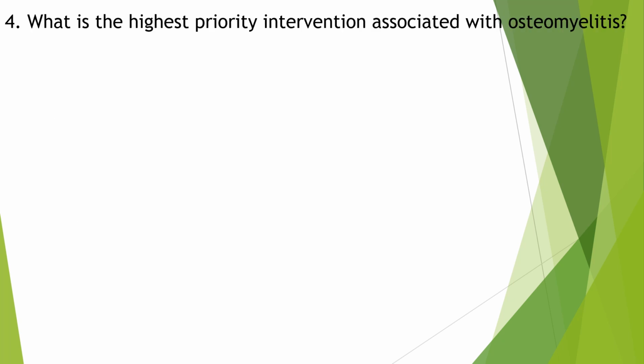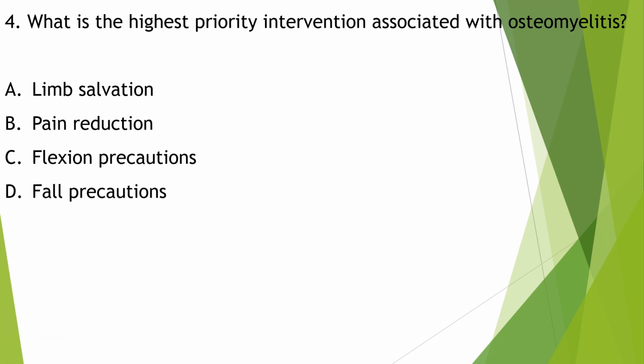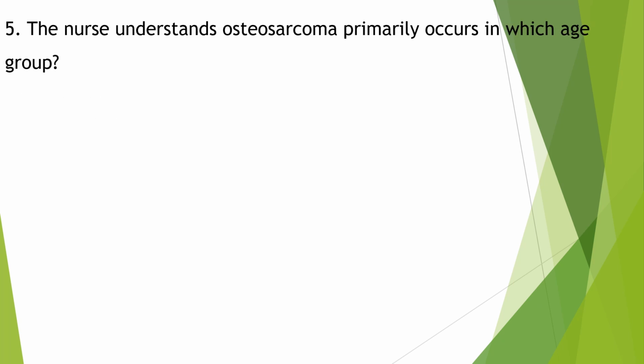Which is the highest priority intervention associated with osteomyelitis? Limb salvation, pain reduction, flexion precaution, fall precautions. Pain reduction and fall precautions are important in osteomyelitis, but the highest priority with osteomyelitis is limb salvation. Flexion precautions are more often associated with post-operative care after joint replacement.